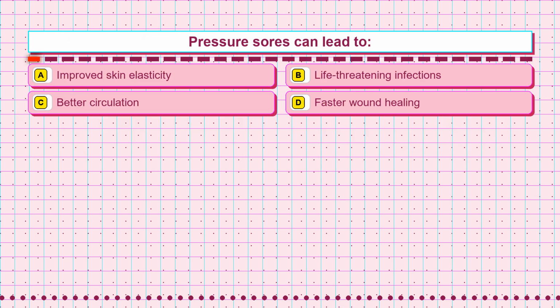Question 94. Pressure sores can lead to: Option A, improved skin elasticity. Option B, life-threatening infections. Option C, better circulation. Option D, faster wound healing.